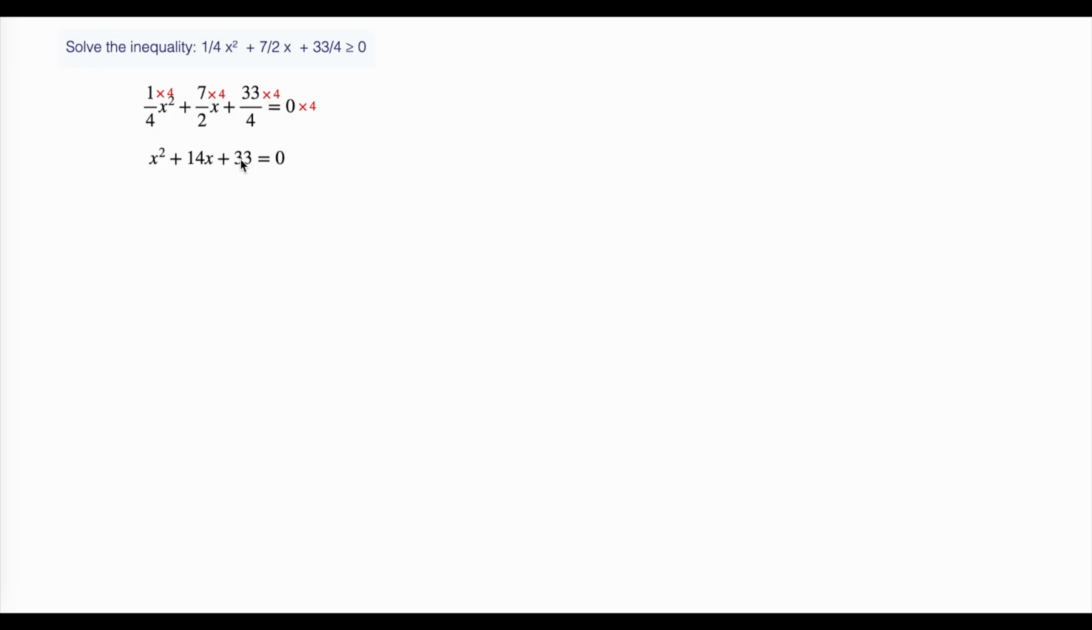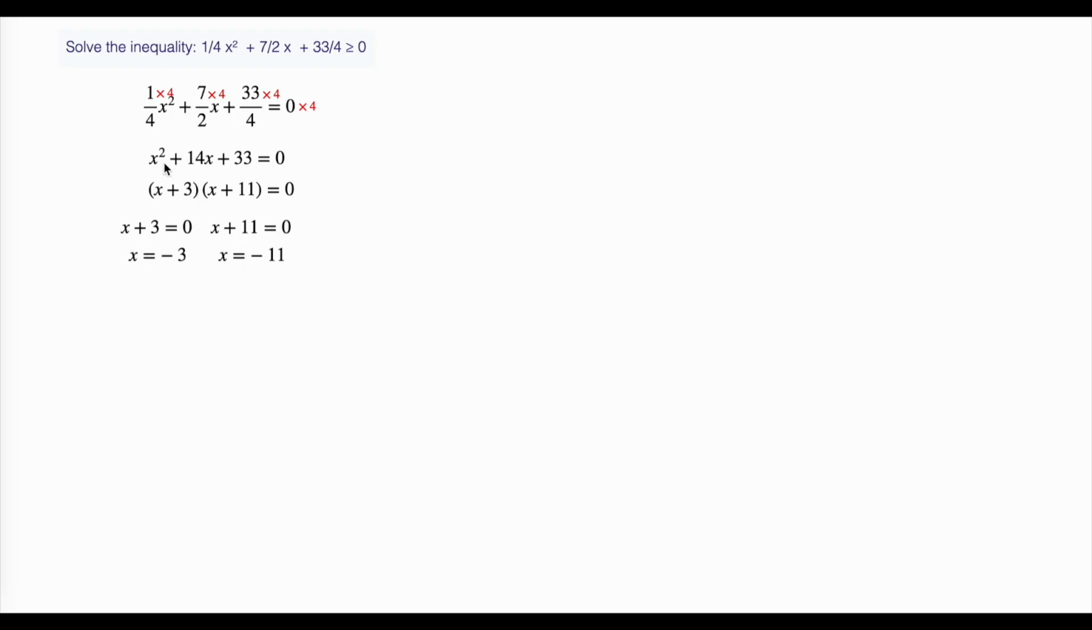We're looking for the factors of 33 that add up to give 14. 33 is 3 times 11. 3 and 11 add up to give 14. X plus 3, x plus 11. They're both the same sign, both positive. That's going to give me two equations. X plus 3 is equal to 0, subtract 3 from both sides. X is equal to negative 3, or x plus 11 is equal to 0, subtract 11 from both sides. X is equal to negative 11. Our zeros are negative 3 and negative 11.